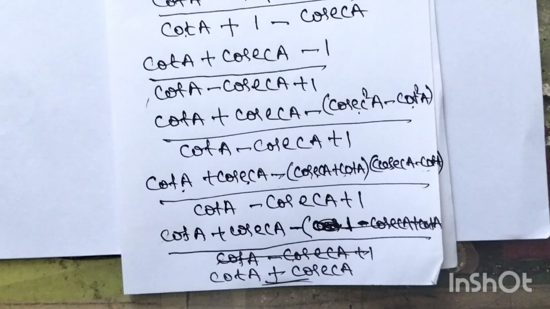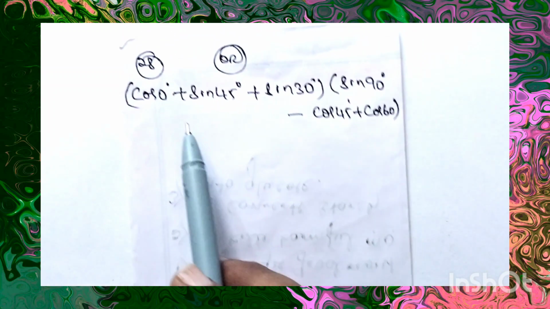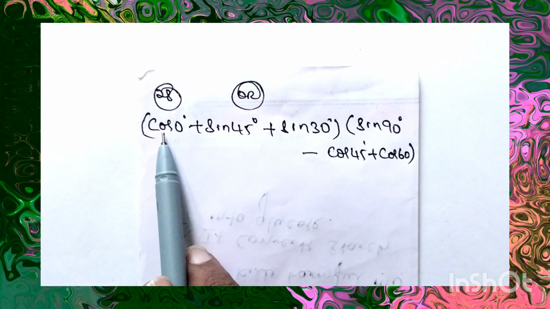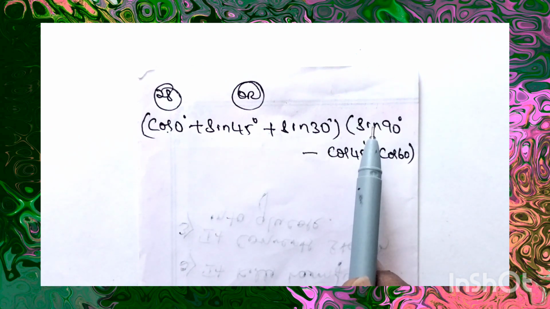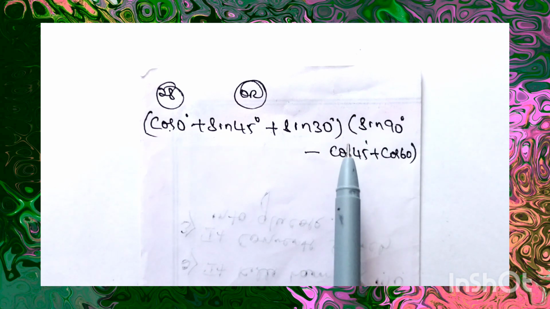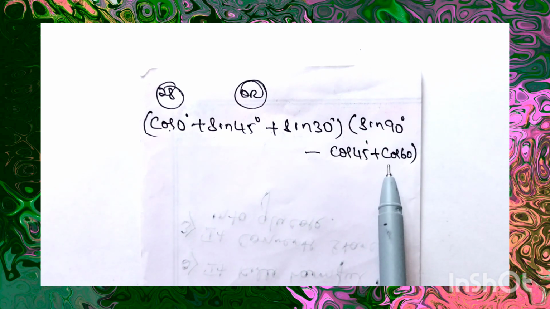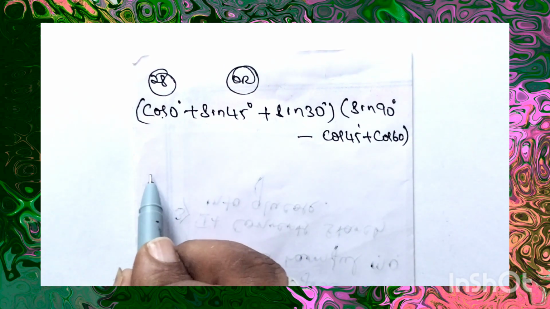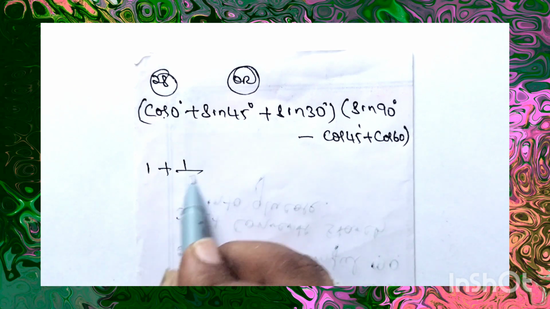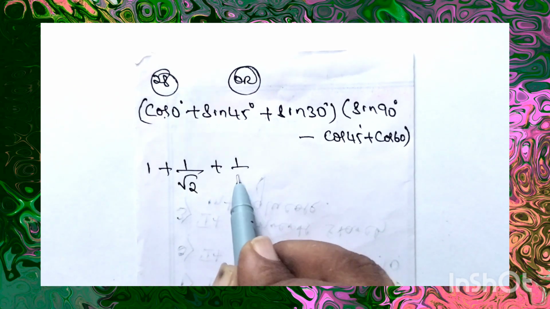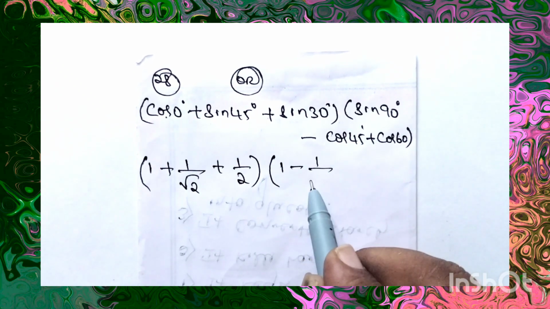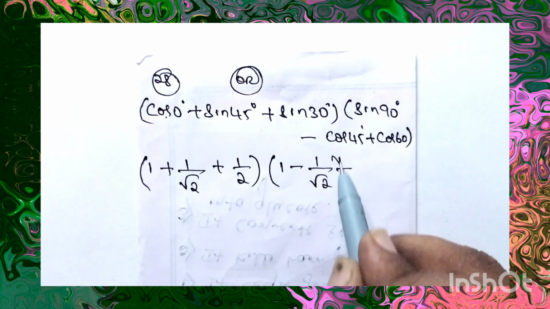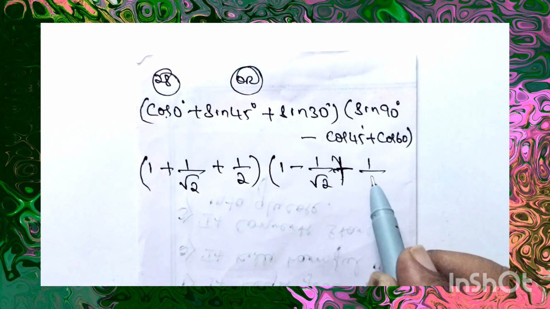Inside this there is another internal choice question, so let us solve it now. Let us find the value of, let us solve the 28th internal choice question: cos 0 degree plus sin 45 plus sin 30 into sin 90 degree minus cos 45 degree plus cos 60 degree. So first cos 0 degree is 1, plus sin 45 degree is 1 by root 2, plus sin 30 degree is 1 by 2 into sin 90, minus cos 45 is 1 by root 2, plus cos 60 degree is 1 by 2.